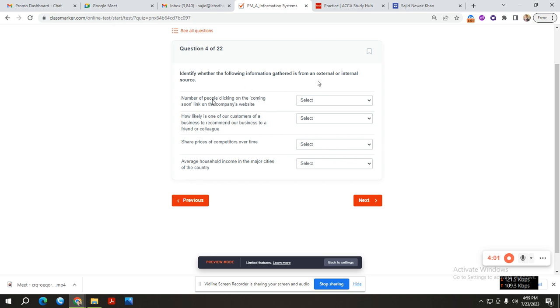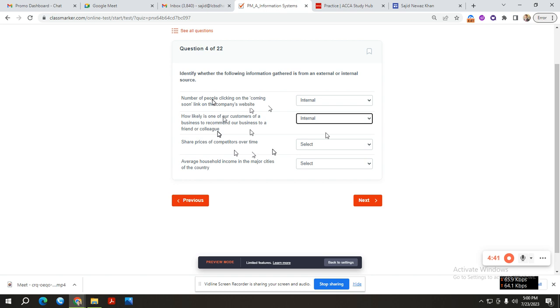কোনটা internal and কোনটা external source থেকে information. So internal means আমার অর্গানাইজেশনের ভিতর থেকে যেটা পাচ্ছে, external means যেটা অর্গানাইজেশনের বাইরে থেকে আমার নিয়ে আসতে হচ্ছে. Number of people clicking on coming soon link on the company's website. So company's website থেকে যে তথ্যটা আমি পাচ্ছি, that definitely is going to be an internal source. How likely is one of our customers of a business to recommend our business to a friend or colleague? This is a bit tricky, but এটাও absolutely internal source. যে আমাদের কোনো কাস্টমার ব্যাপারে তথ্যটা অবভিয়াসলি আমি এক্সটার্নাল সোর্স থেকে পাবো না। আমার কাস্টমার ব্যাপারে আমি অবভিয়াসলি ইন্টারনাল থেকেই সোর্সের তথ্য পাবো। So this should be internal.